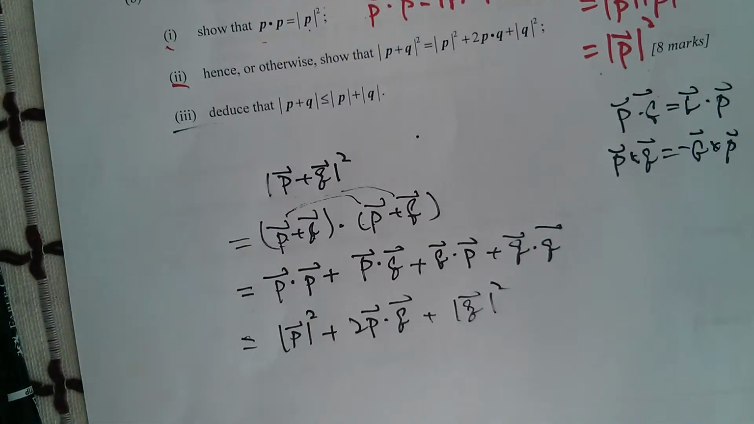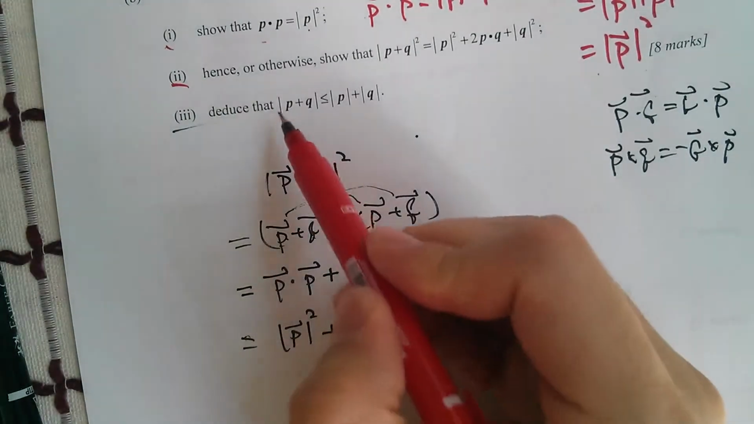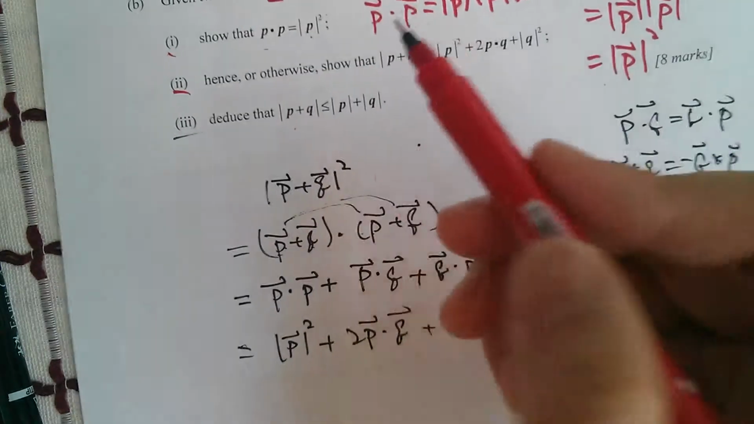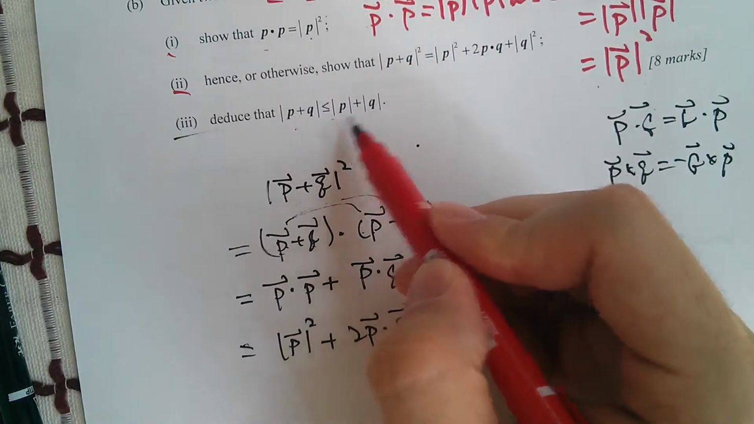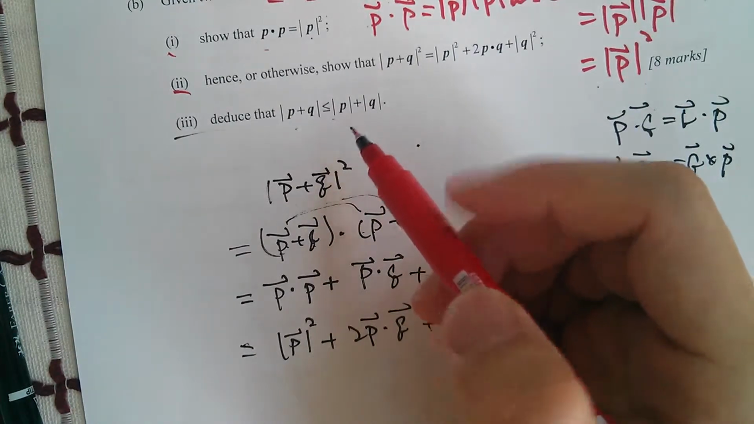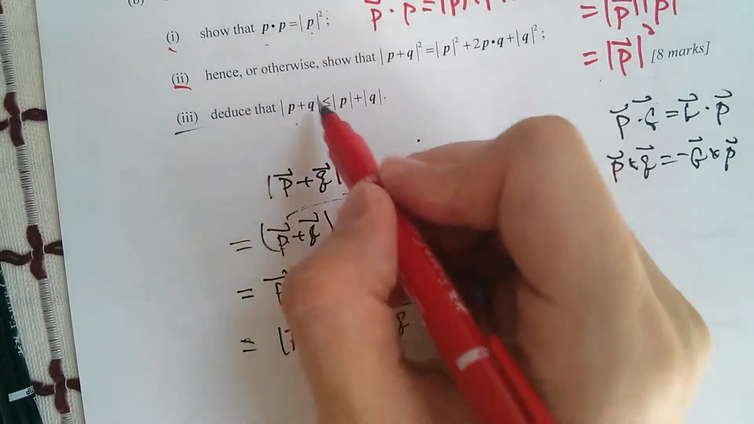A little bit of analysis. The left-hand side is a magnitude. Magnitude means length. Length is always positive. Magnitude P is, again, length, positive, plus another positive term. Positive plus positive is always positive. Therefore, both of them are positive.